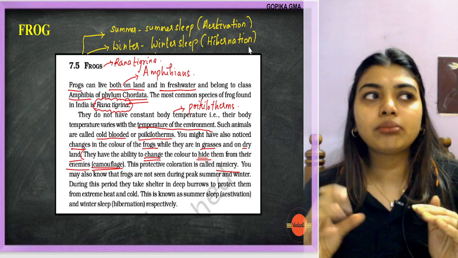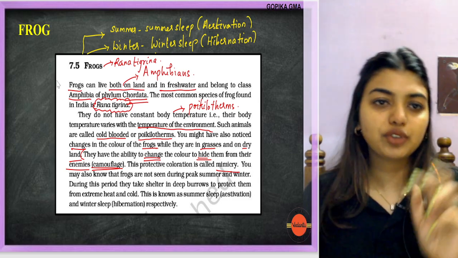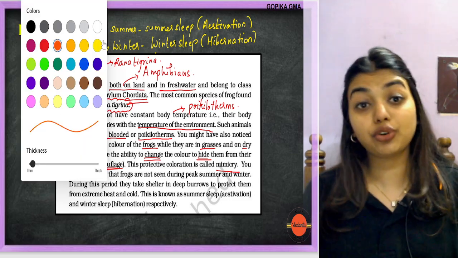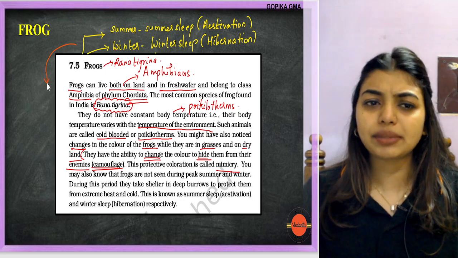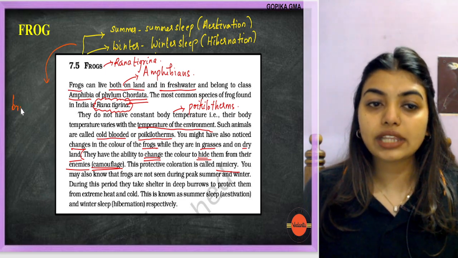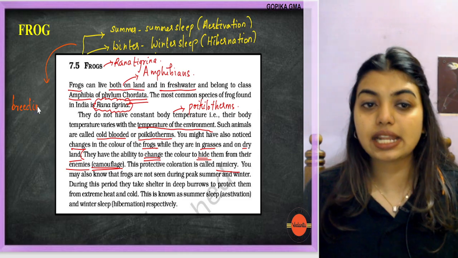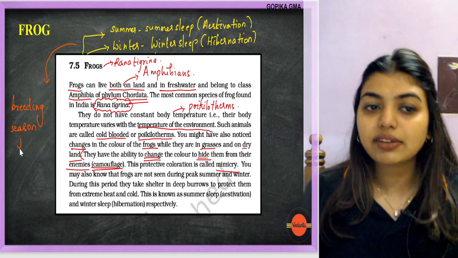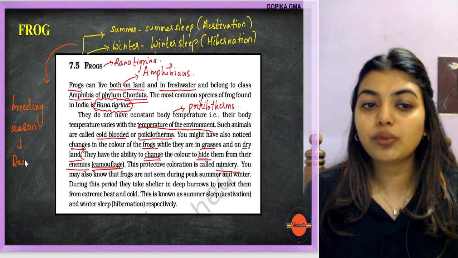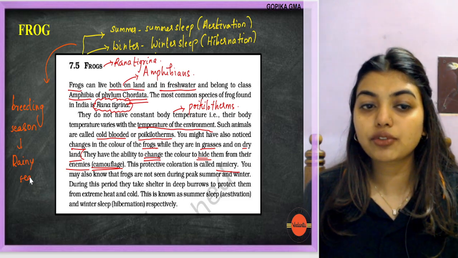Now, ma'am, I should have been a frog. I know all of you are thinking this, but you cannot be a frog. Now that you have already become a human, you cannot be a frog. Then, ma'am, when do they actually do something? Students, they come out during the breeding season, and that breeding season is the rainy season. This is the reason why your grandparents tell you, wait a minute, it is going to rain, because the frog made the sound.